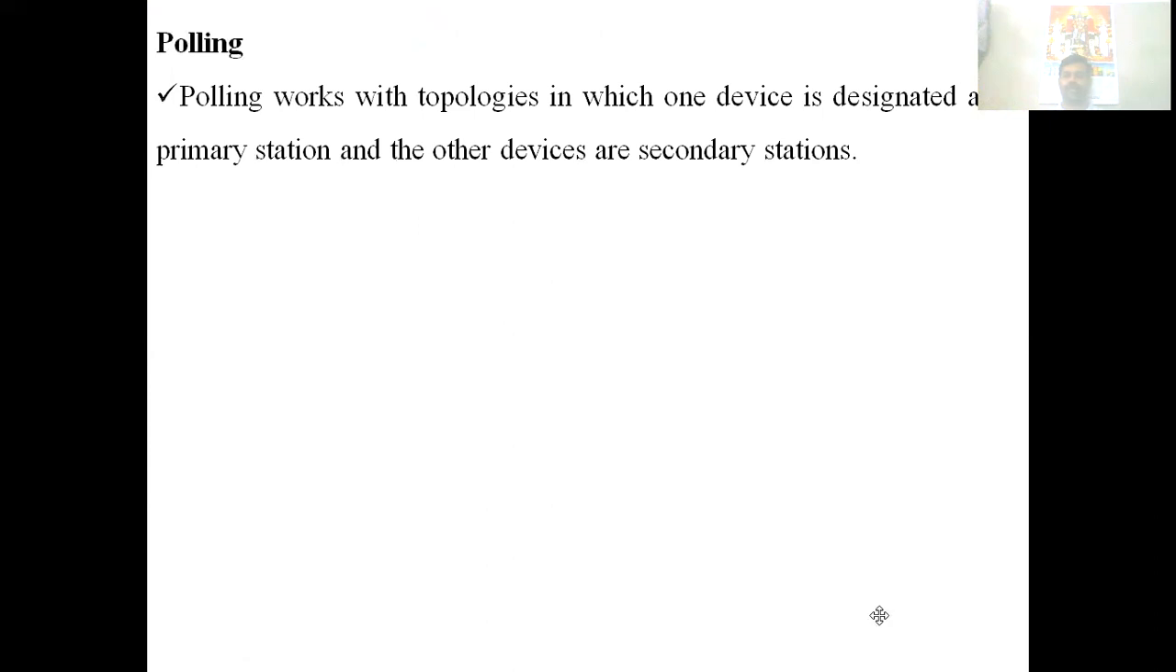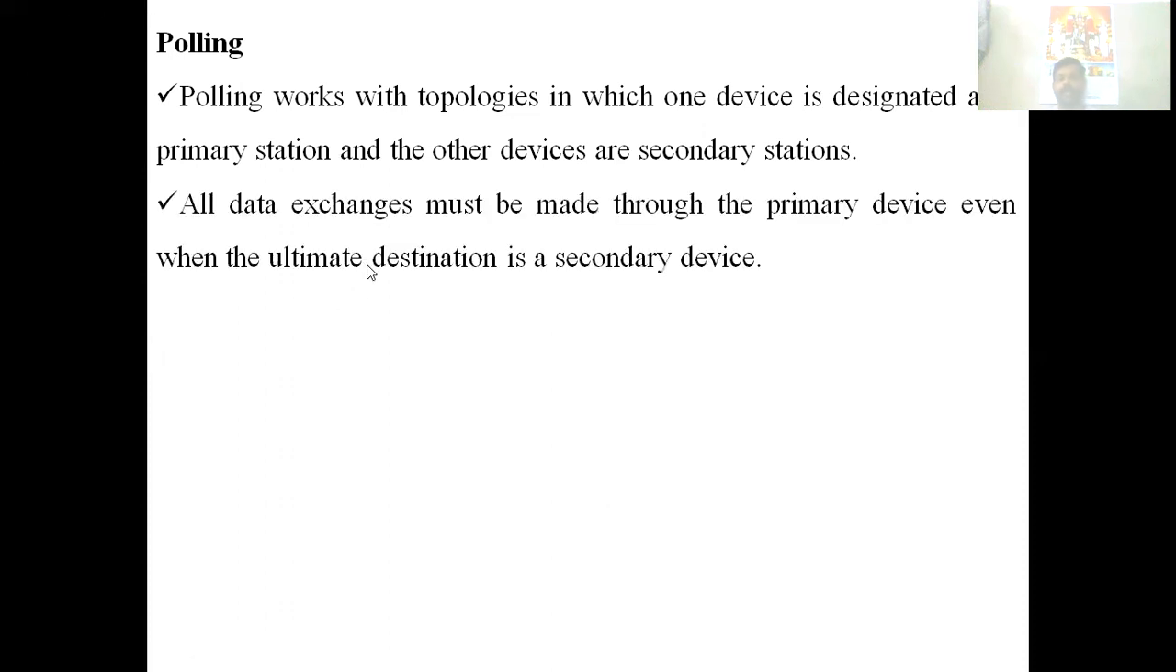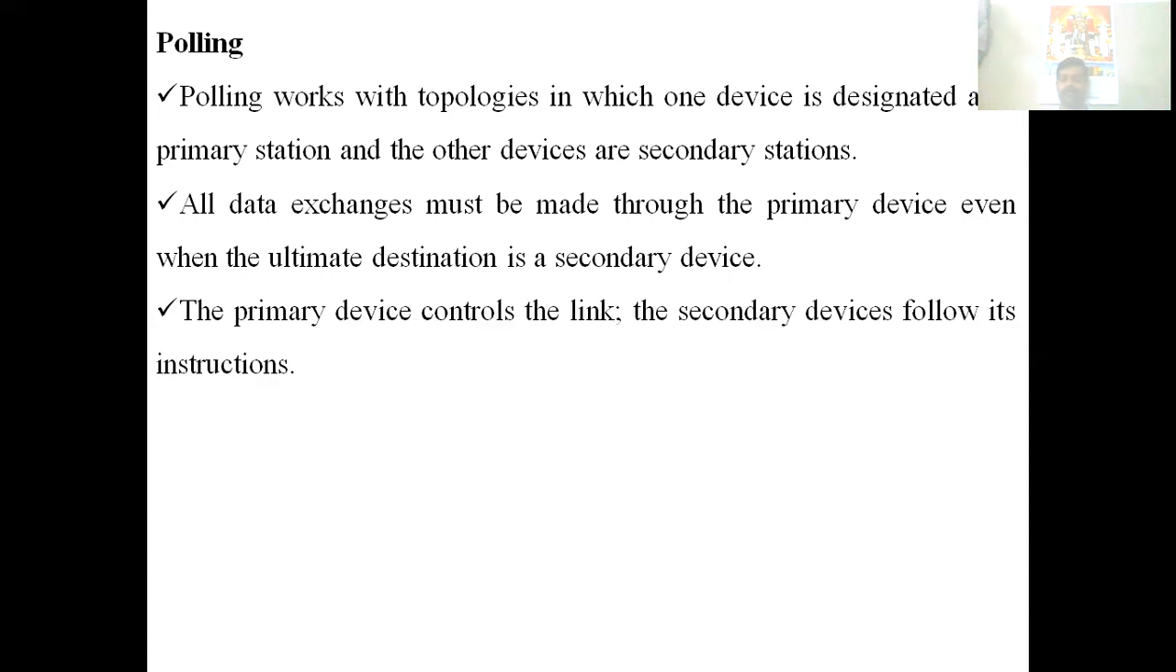Second method is polling. Polling works with a topology in which one device is designated as a primary station and the other devices are secondary stations. So polling can be done when you have a primary-secondary relationship. All data exchange must be made through the primary device even when the ultimate destination is a secondary device. The primary device controls the link. The secondary device follows its instructions.